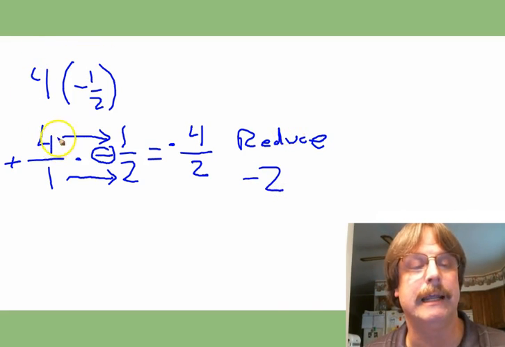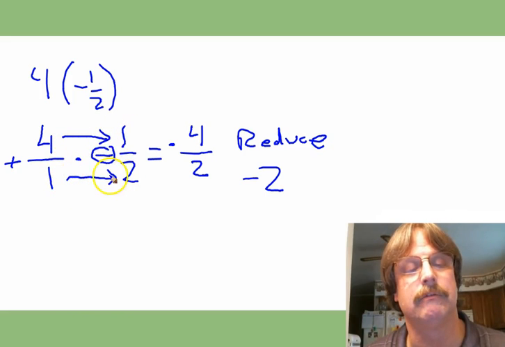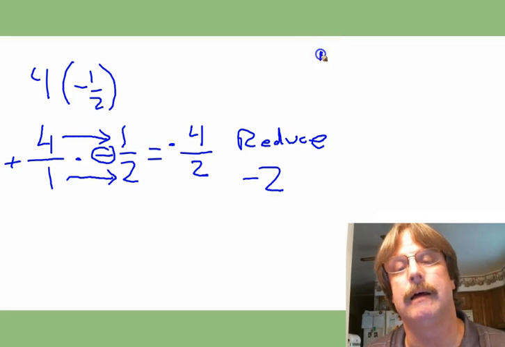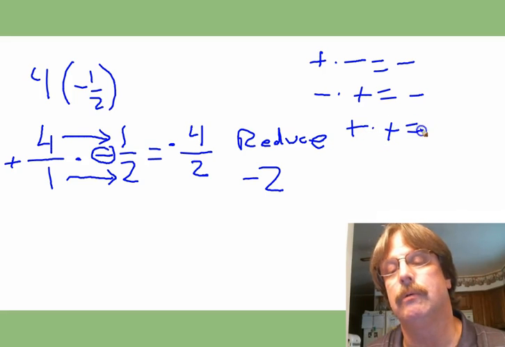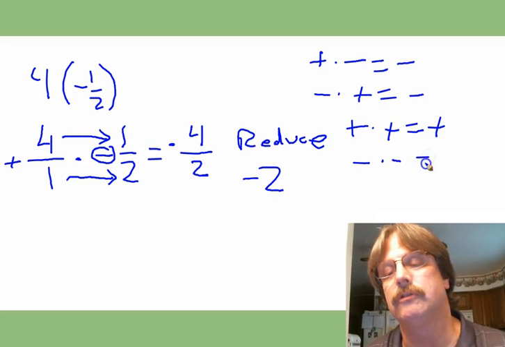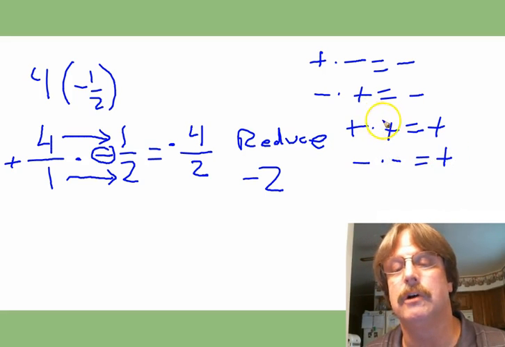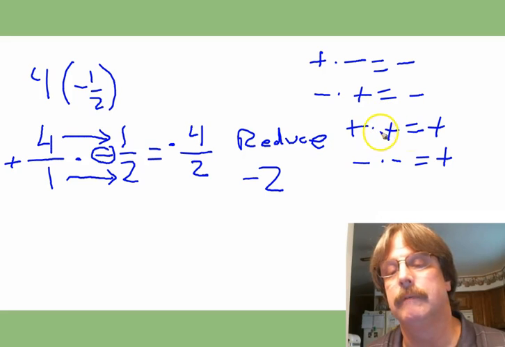I wanted to highlight here that for multiplication with fractions, you just simply multiply across. You still keep the rules that you had learned. A positive times a negative equals a negative. A negative times a positive is going to equal a negative. A positive times a positive is going to equal a positive. And a negative times a negative is also going to equal a positive. So if they're the same, you get a positive.